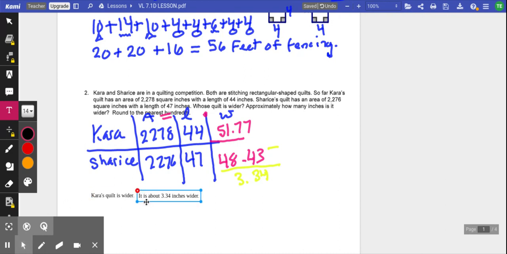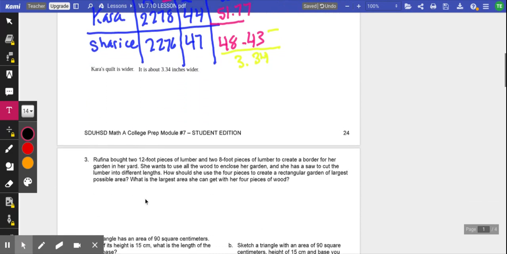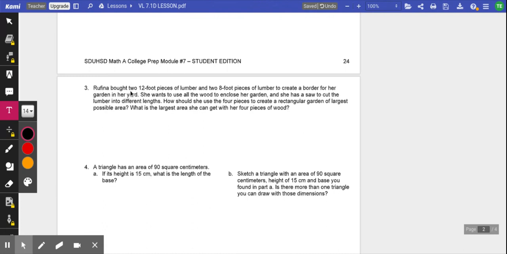Next question. Rufina bought two 12-foot pieces of lumber and two 8-foot pieces of lumber to create a border for her garden. She wants to use the wood to enclose her garden. She has a saw, so she can cut the lumber into different lengths. So we don't have to do 12 and 8 foot. We can cut this into 4 feet or however we want to cut it. How should she use the 4 pieces to create a garden of the largest area possible? What is the largest area she can get out of the 4 pieces of wood?